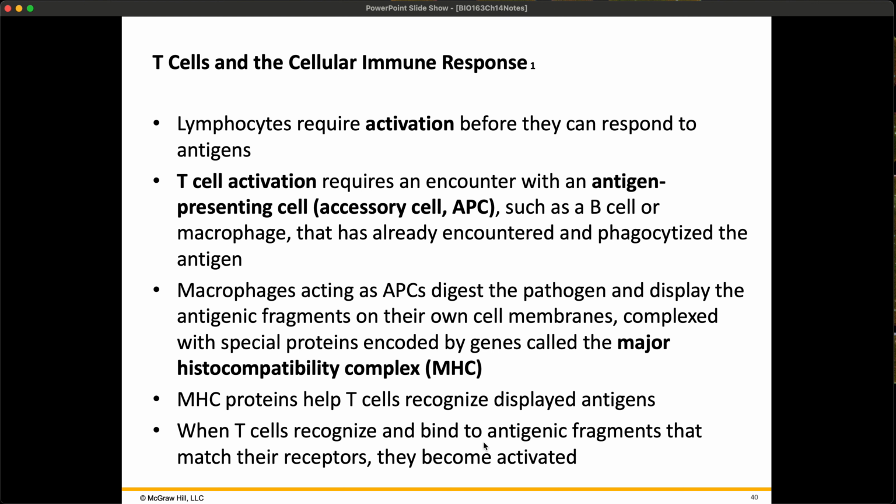Once they recognize and bind to those fragments, they match their receptors, and this can take multiple hours. It can take several hours for this process to happen. They then become activated, and that's good because you don't want your T cells to be too easily activated. Otherwise, you can start to go into autoimmune responses.